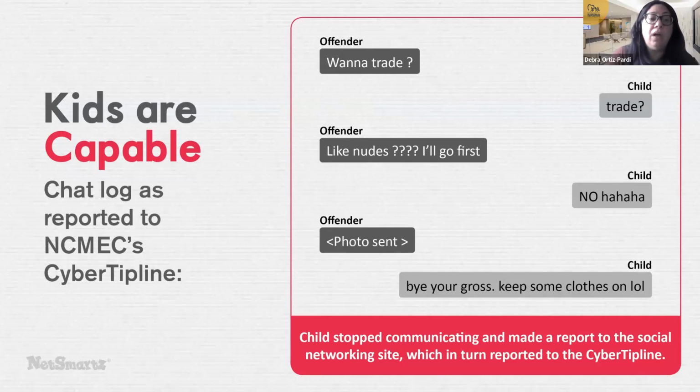This is just an example of a report that was made where somebody was trying to convince a child to share nude images, and the child, with some humor, was able to refuse and made a report to the internet service provider, who in turn reported to the CyberTipline. So again, we want to encourage reporting as part of prevention. This particular offender was not able to achieve the outcome that they were looking for with this child. And this child reporting it could also help to prevent this person from maybe reaching out to other more vulnerable children.